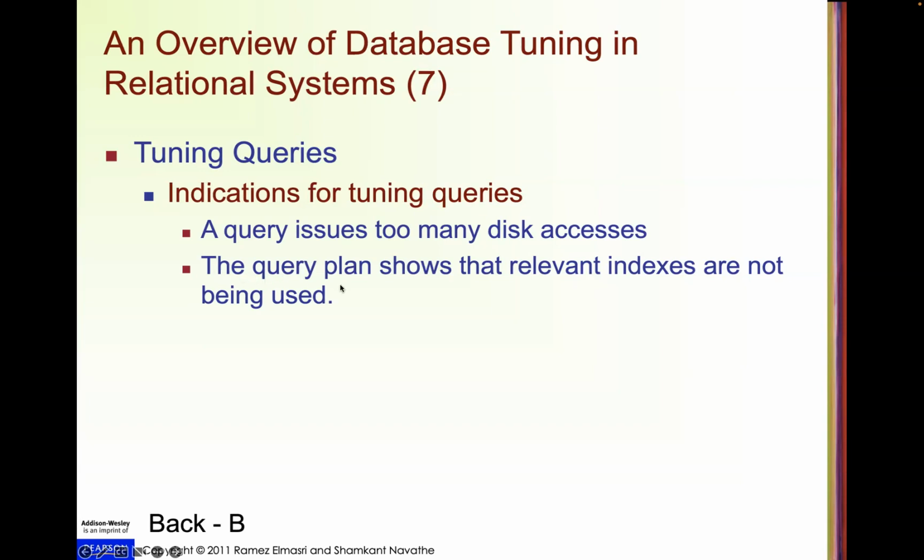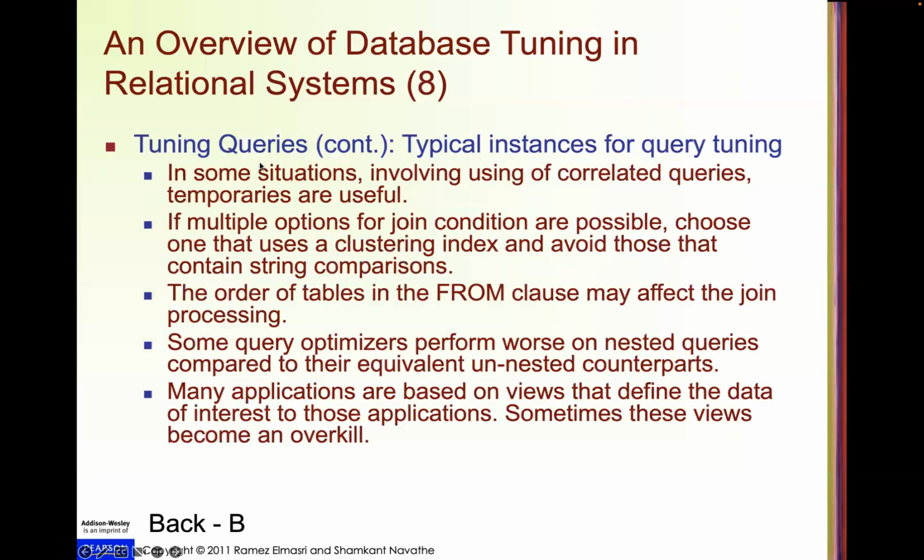The second one is that the query plan shows that relevant indexes are not being used. Then there is a call for tuning the query. Now, what is a query plan? Whenever you write a query, the SQL query is translated into a relational query, and the relational query creates a query tree to find the optimized way of executing it. When you see the query plan, if it shows that the relevant indexes associated with the query are not being used, there is a need to fine tune the query.